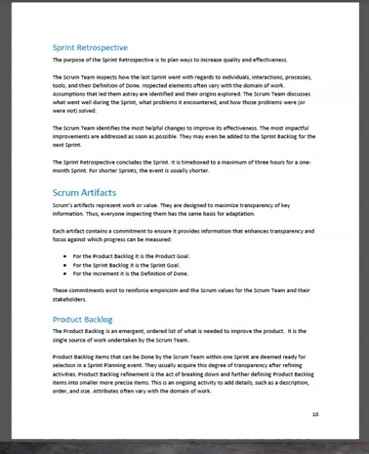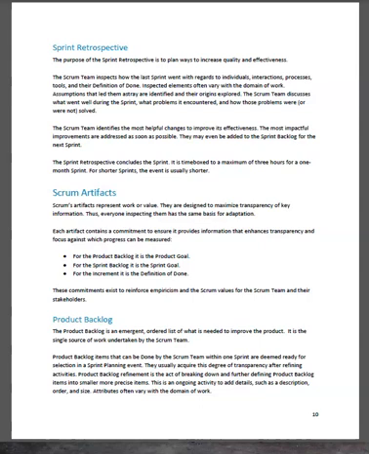The Scrum team identifies the most helpful changes to improve its effectiveness. The most impactful improvements are addressed as soon as possible. They may even be added to the sprint backlog for the next sprint. The sprint retrospective concludes the sprint. It is time-boxed to a maximum of 3 hours for a 1-month sprint. For shorter sprints, the event is usually shorter.